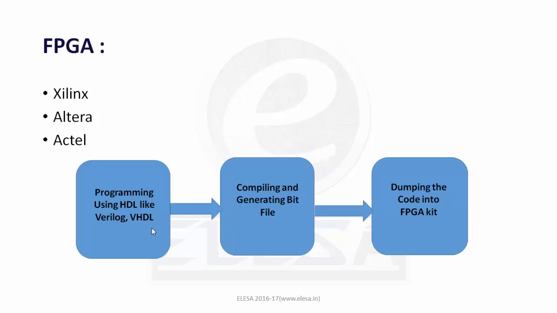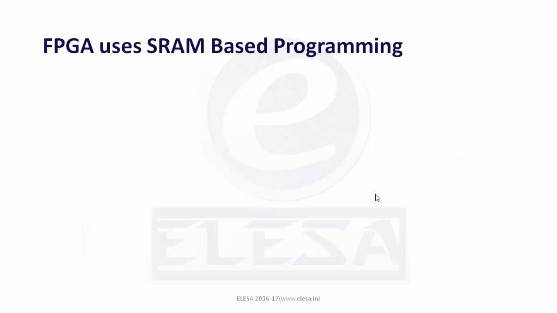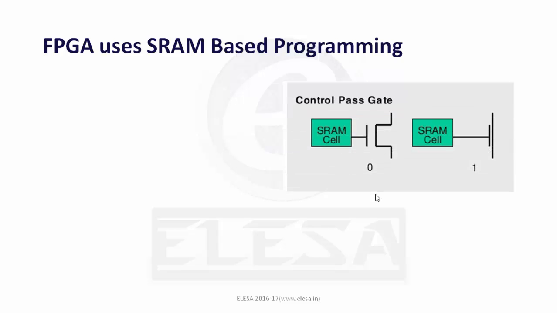You write your program, but in a hardware description language; the syntax and everything are different from the C language, though Verilog is much similar to C. And you can compile them, generate a bit file and dump it into the FPGA. So this is how an FPGA is programmed. That's why most of the time it is said that FPGAs are as simple as any software or any programming language, right? And the other comment that I would like to make is that an FPGA uses SRAM based programming.